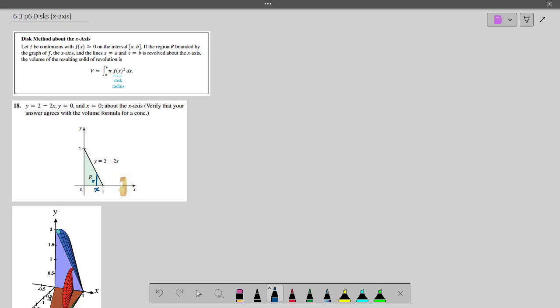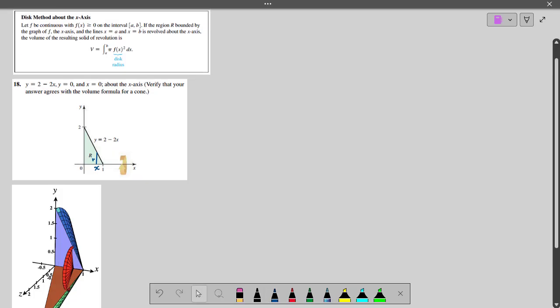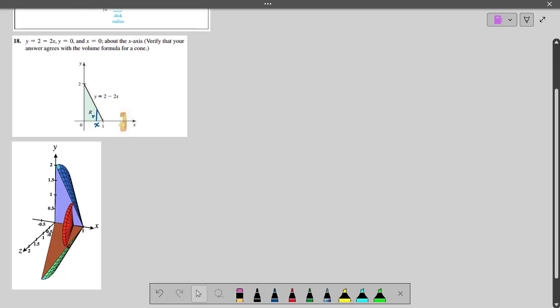The cutout here kind of shows a good representation of that. So you can see the region rotating around, and you can see the disk that's created from that little vertical element or that vertical rectangle. Yeah, question. So the height of that vertical rectangle is the function 2 minus 2x? Yes, that's right.